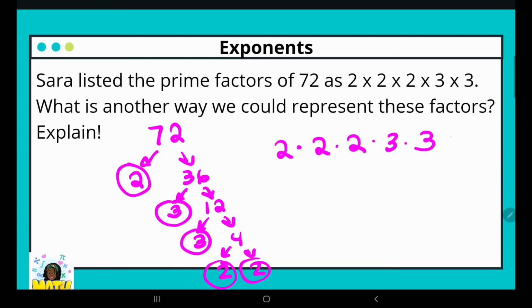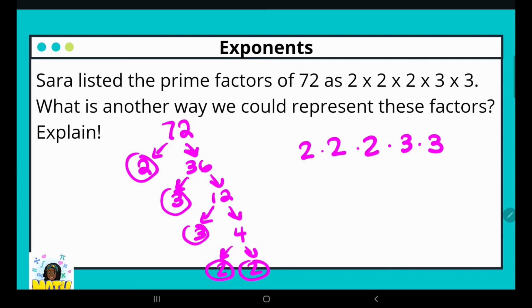Now let's think about representing this using our exponents. So now let's go ahead and think about how can we rewrite this using another method, right? And what method are we learning about right now? Exponents. So let's try that. So here I have the number 2 being multiplied by itself 3 times. So I can represent 2 times 2 times 2 as 2 to the third power. And I can multiply 3 times 3 as 3 squared. So here I have 2 to the third power, or 2 cubed, and then I have 3 squared.